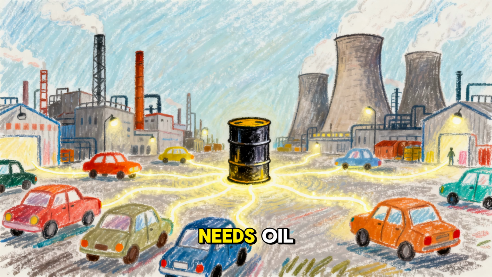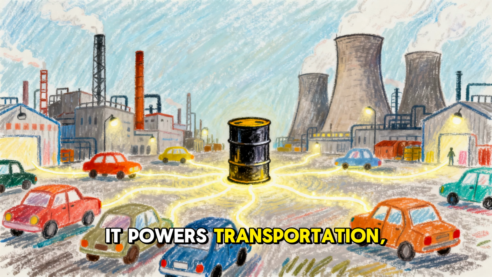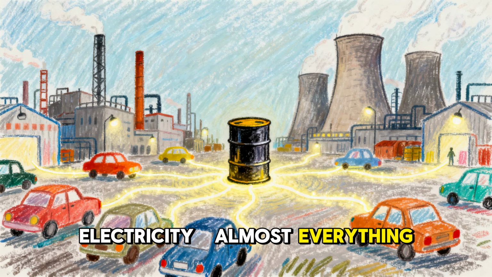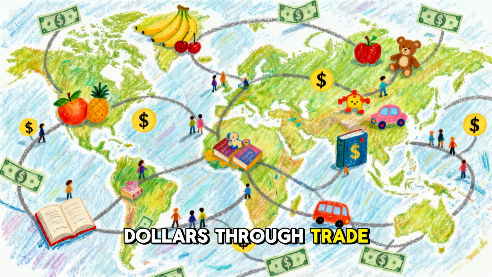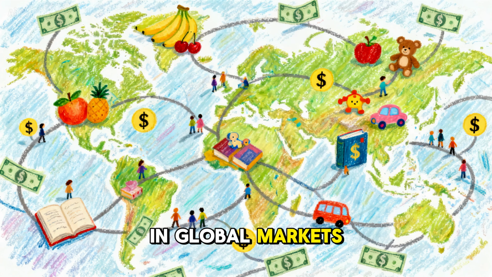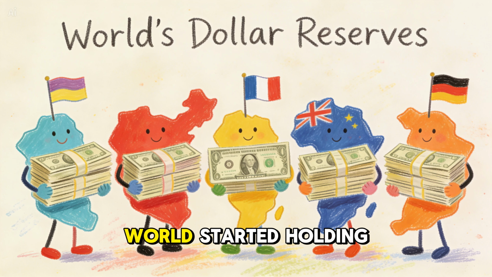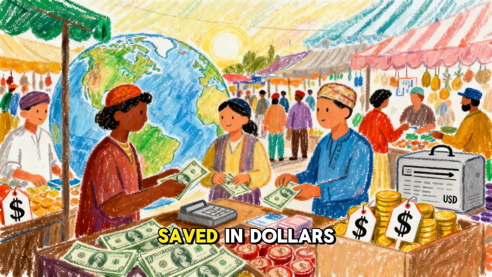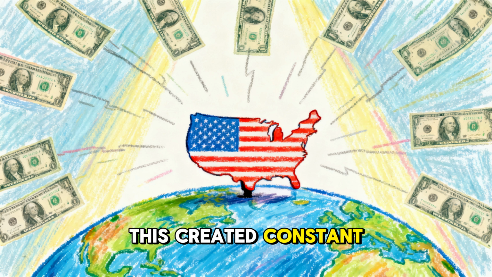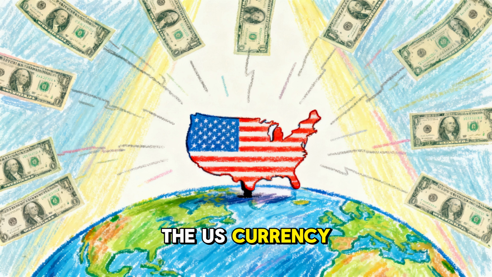Because every country needs oil, it powers transportation, industry, electricity, almost everything. So if you're a country like Japan, Germany, or India, you don't just need oil, you need dollars first. That means earning dollars through trade, or buying them in global markets. As a result, countries around the world started holding large reserves of US dollars. They traded in dollars, saved in dollars, even priced goods in dollars. This created constant global demand for the US currency, and that gave the United States a huge advantage.